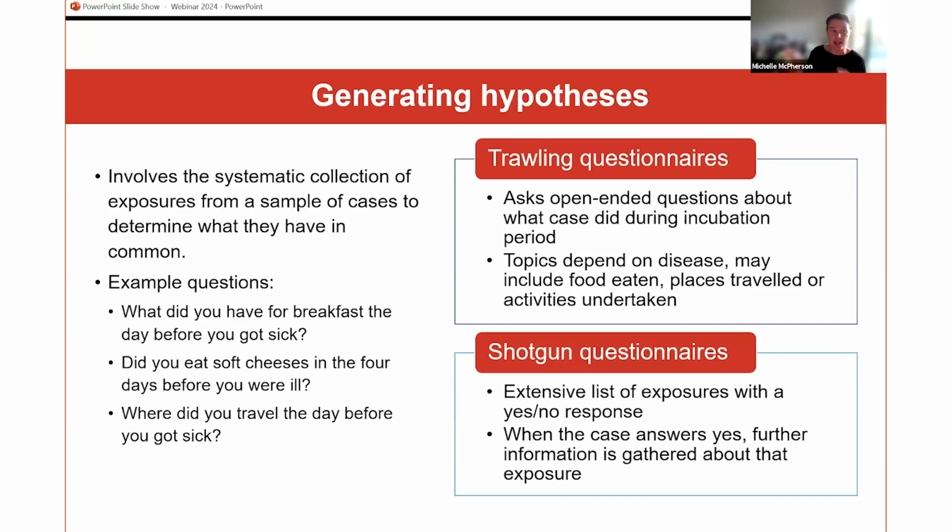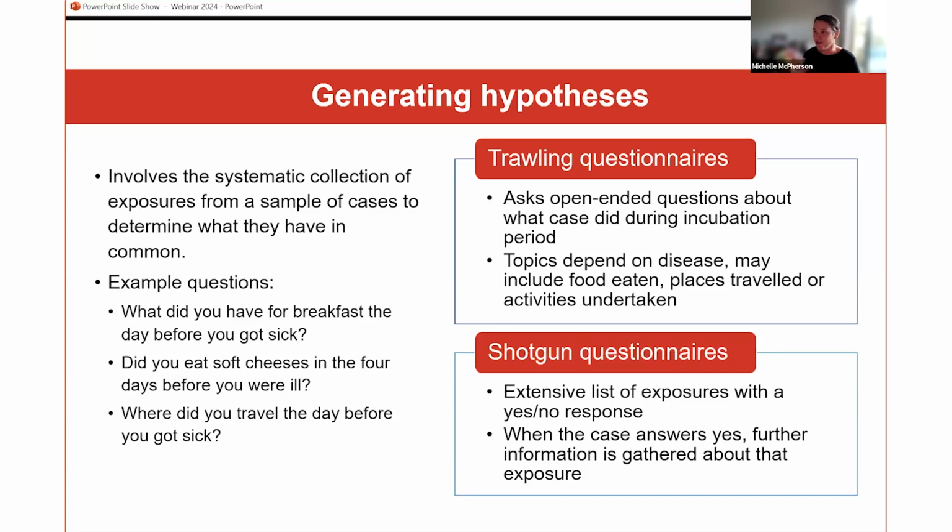For example, what did you have for breakfast? What was the brand? Where did you purchase it from? What were the ingredients in your muesli? We get lots and lots of information. The other method that we use is what's called a shotgun questionnaire, where we have a predefined list of exposures and we ask for a yes or no response. So, did you eat soft cheeses in the 4 days before? Did you eat this? And if they answer yes, we collect that detailed information.